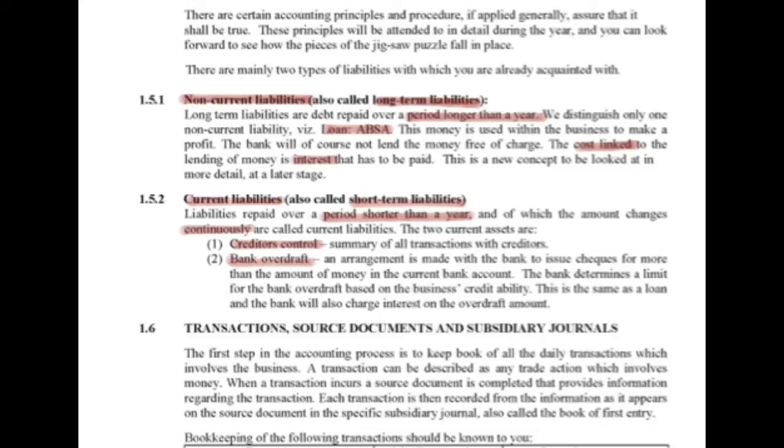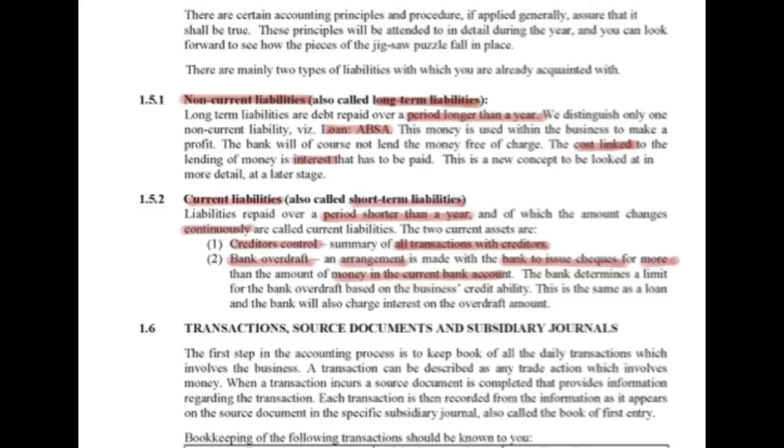Now, creditors control, that is the people we owe money to for the goods that we bought on credit. So that's our credit suppliers. Bank overdraft, we've spoken about that briefly in grade 9, but bank overdraft is an arrangement that we made with the bank to issue checks for more than the amount of money that was in the current account. More than the money that was in the current account. That's the key. That's the important part here.